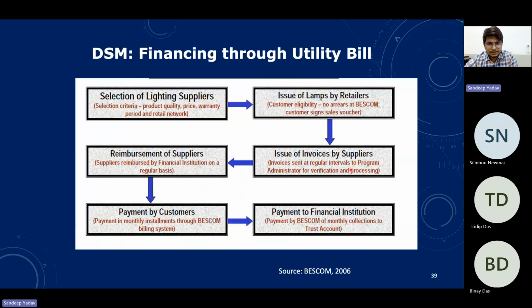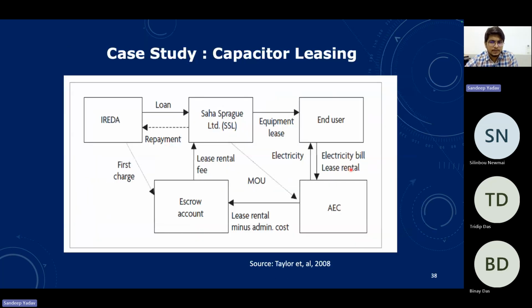There are a few examples that have been studied in this. If you see this, that's Ahmedabad Electricity Company with Saha Prague Limited, for the capacitor leasing company. IREDA is providing loans to Saha Prague for the equipment lease, and some part of that is coming from the end user and going to the escrow account, where the first charge is taken by IREDA, and then the rest will go to Saha Prague finally, and there's some MOU between AEC and SPL. So this is a good example of the capacitor leasing company.